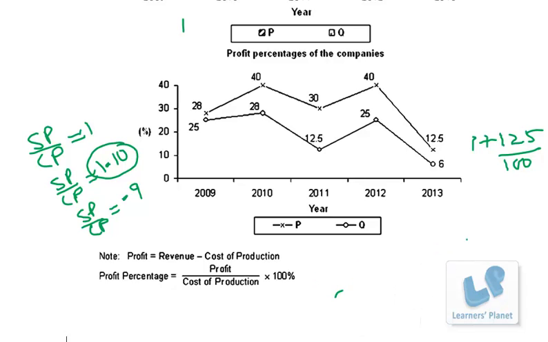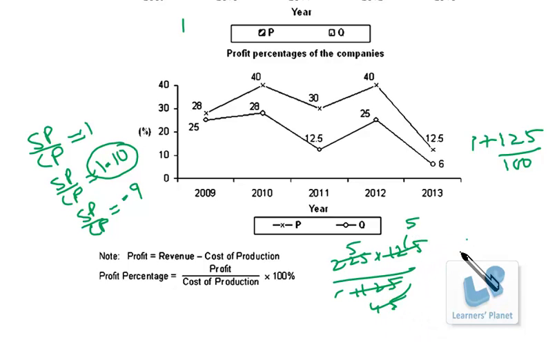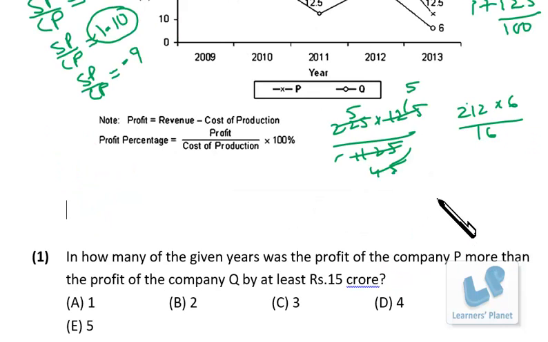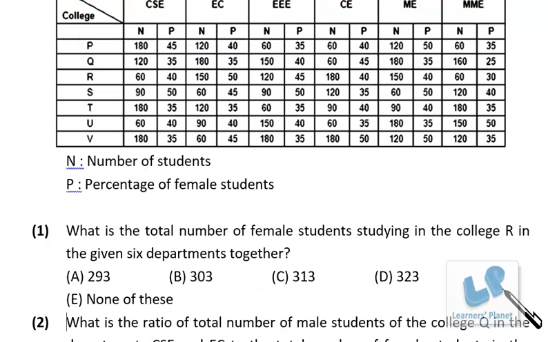Then we have year 2013. 25, and then 212. But in this case, company Q is having more profit, right? So company P is more than company Q in 3 years, right? I hope you are clear.